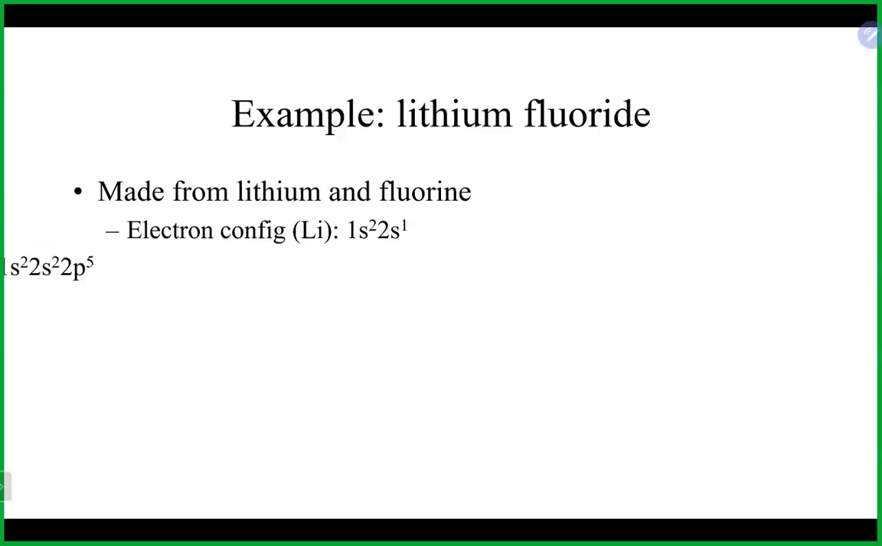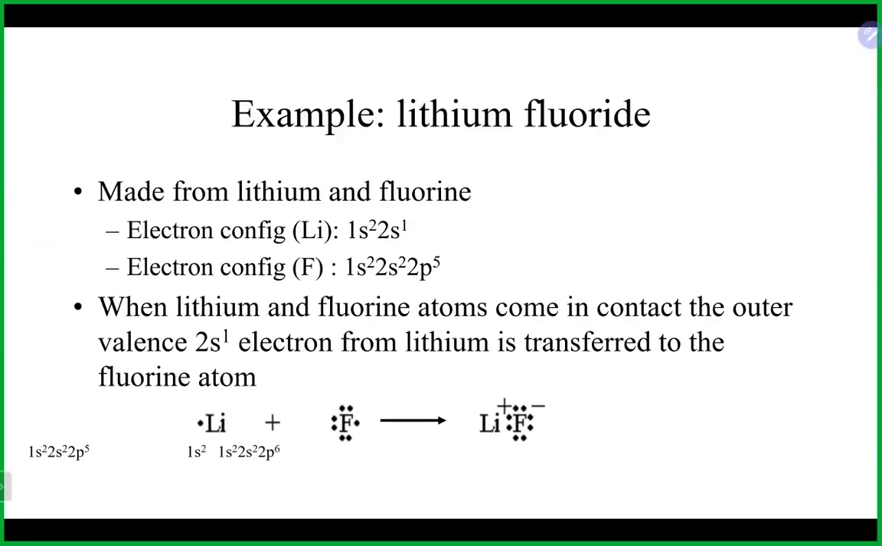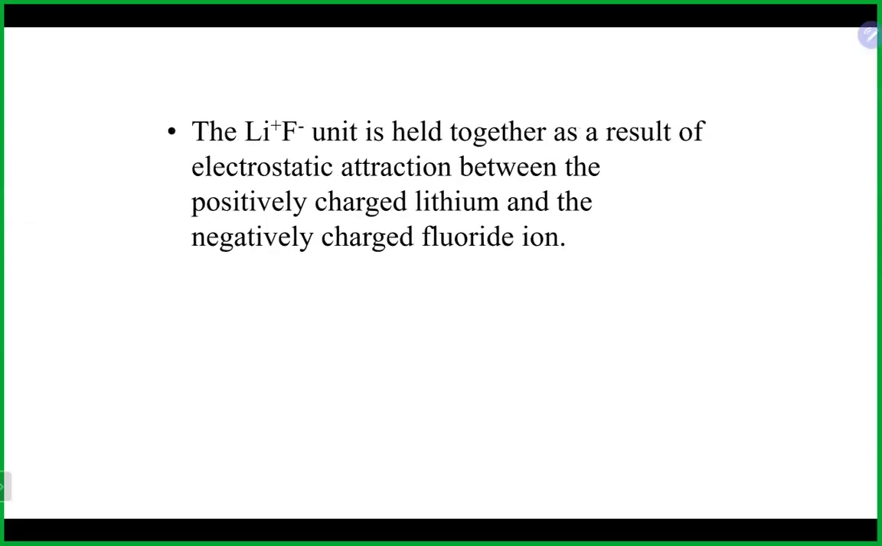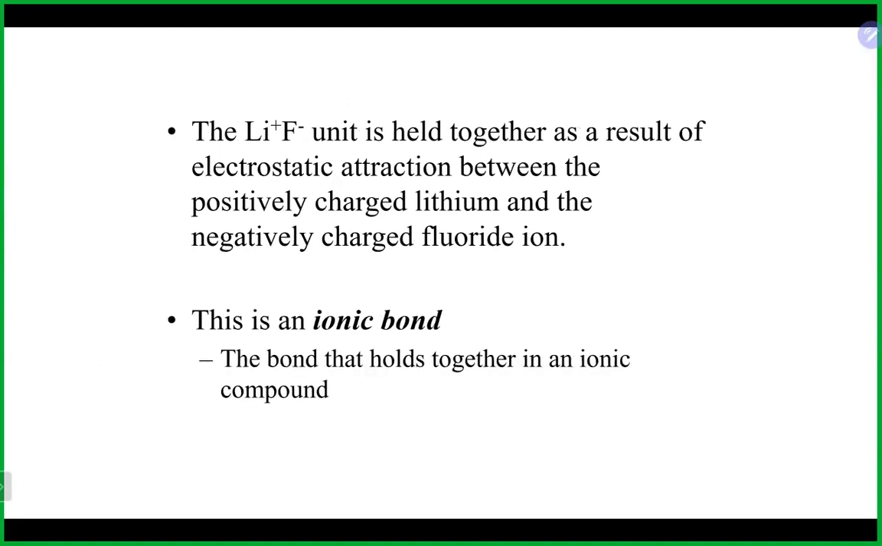All right, let's take a look here at another one. As I mentioned before, that is an ionic bond. Once again, it is the attraction between the positively charged cation and the negatively charged anion that holds it together. Once again, there is no sharing of electrons happening here in an ionic bond.